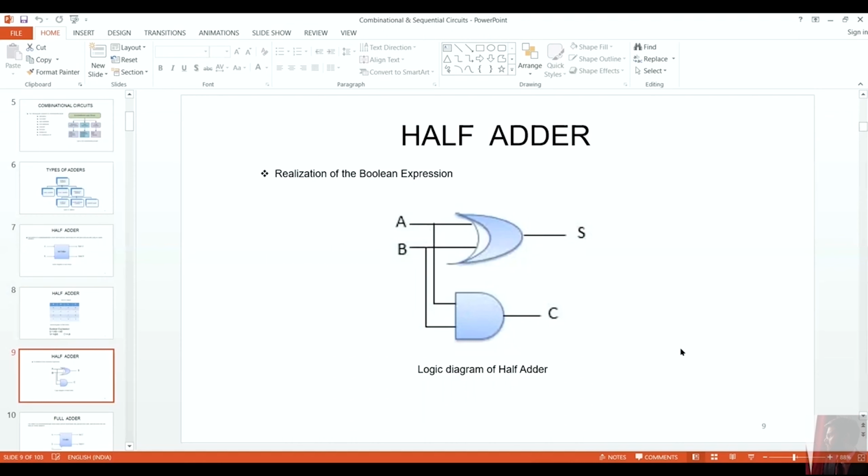Over here, one more thing I just want to emphasize. One trick is there. Whenever you are going to design any kind of adder, you have to understand two things. One, how many inputs? On the basis of inputs, the number of gates would be decided at the input side. And on the basis of output, the number of gates would be decided at the output side. Now, in this case, you can see that we are having two inputs, so two gates were there.